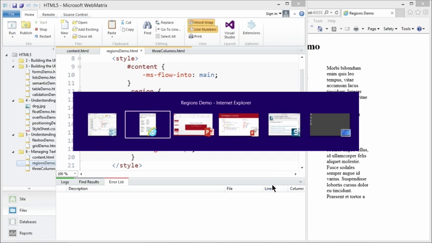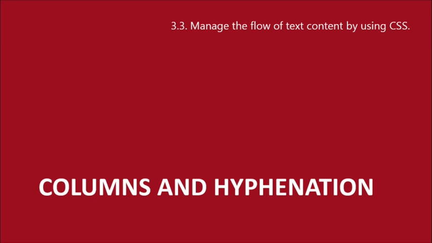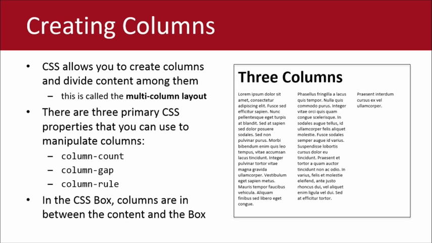All right, we'll head back to our presentation now. Let's talk about columns and hyphenation. So columns and hyphenation are, well, rather columns are pretty similar to regions, except we're just creating a multi-column layout, right? We've got 3 primary CSS properties that are used in order to manipulate columns. We have our column count, we have our column gap, and then we have our column rule.